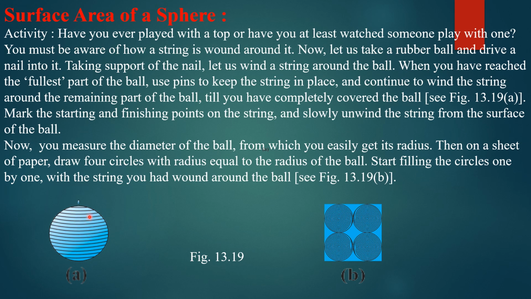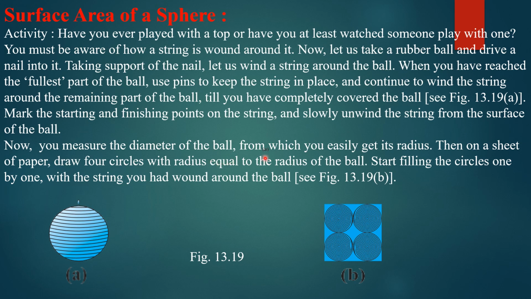Okay, my children, mark the starting and finishing points on the string, and slowly unwind the string from the surface of the ball. After marking the starting point and finishing point on the string, we have to unwind it. We have to remove that string from the ball. Now you measure the diameter of the ball.